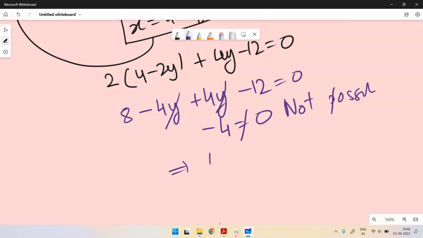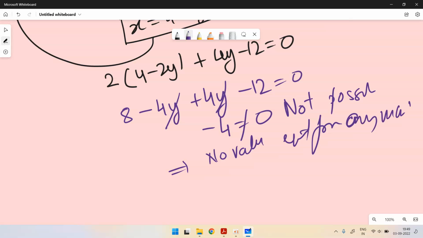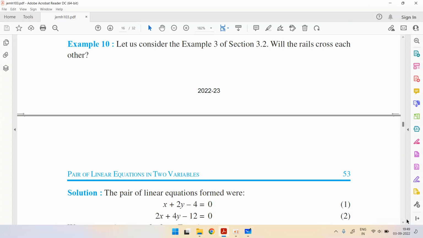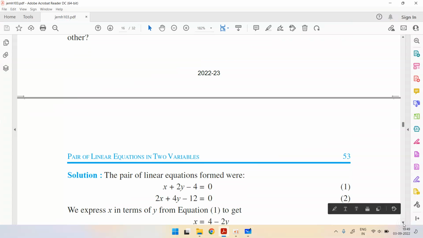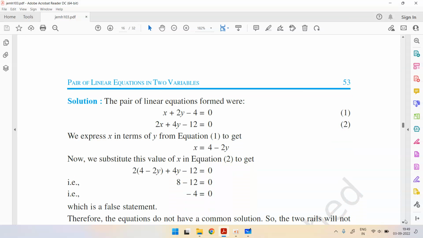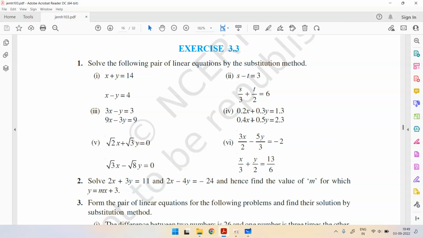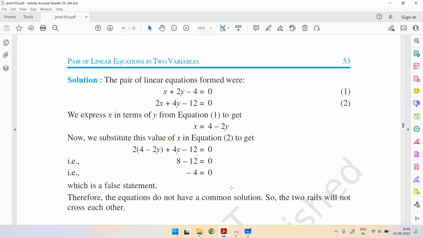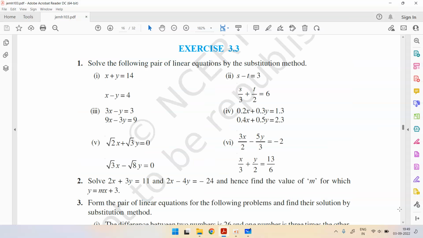Which implies that no value exists for any value of y or x, hence no solution. If you even solve this, you will get minus 4 equal to 0, which is a false statement, and these equations do not have any common solution, so the two rails will never cross each other.